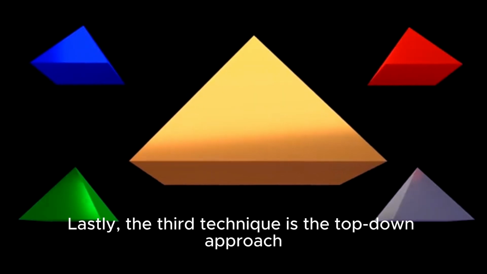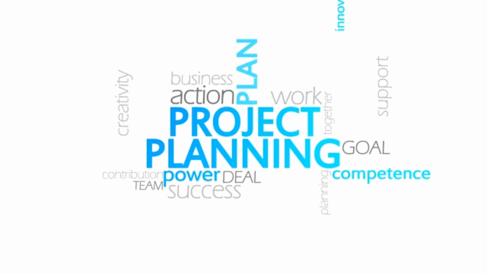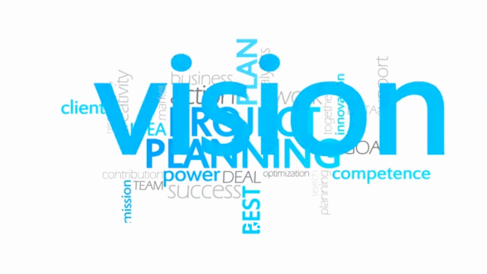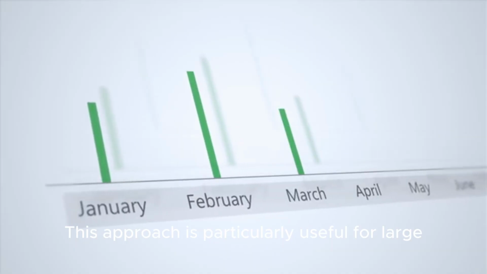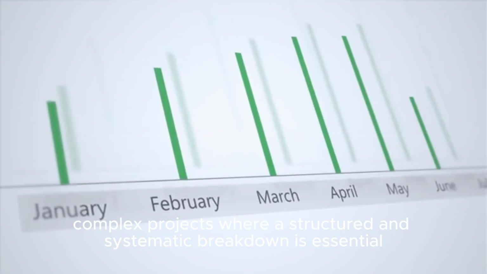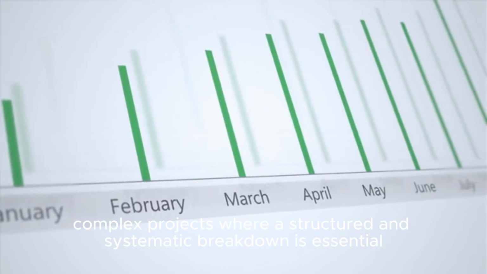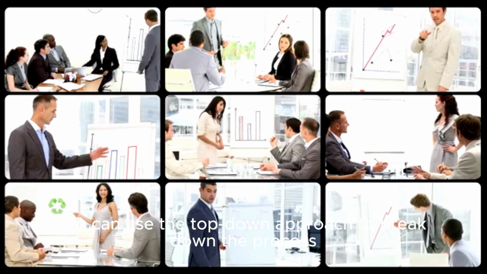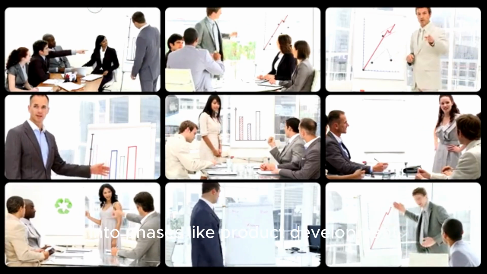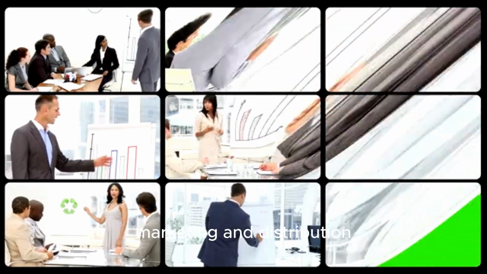Lastly, the third technique is the top-down approach, which starts with the main project goal and breaks it down into major phases and tasks. This approach is particularly useful for large, complex projects where a structured and systematic breakdown is essential. For instance, when launching a new product, you can use the top-down approach to break down the process into phases like product development, marketing, and distribution.